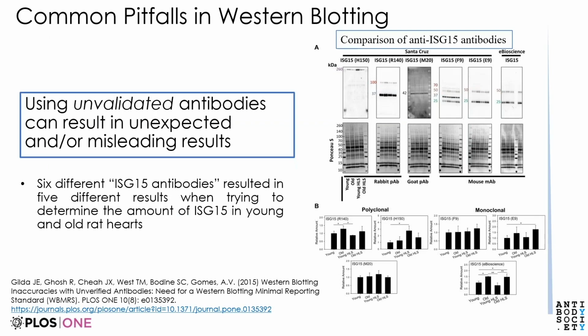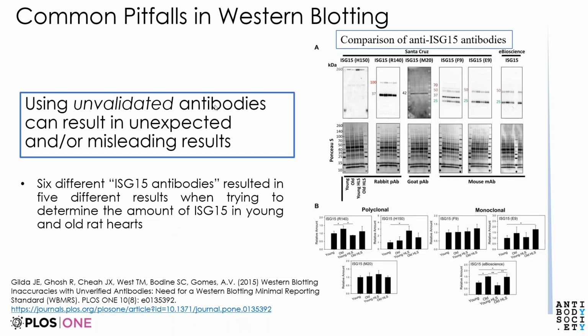Another important concept is that these antibodies, when they are not validated, can result in significant artifacts. For example, you can see here in these experiments done in my lab, we used six different anti-ISG15 antibodies, and we can see only two giving us the same result, these two here. It's possible that these two may be the same antibody, because companies routinely sell to other companies and they repackage and resell. The concern here is that we can get five different results depending on which antibody we use. Here we are trying to determine whether ISG15 is increased, decreased, or didn't change between young and old rat hearts. We couldn't tell because we didn't have the proper positive and negative controls, and the antibodies were giving us such different results.